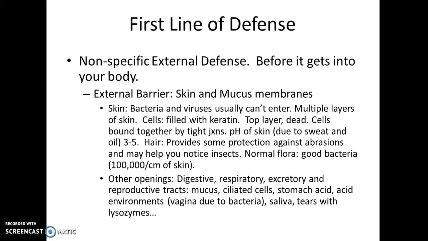They also have ciliated cells. Our digestive system has stomach acid, which is a pH of about 1.7 to 2.2. That can kill almost anything. We have a very acidic environment in the vagina because of lactic acid. We can talk about that later. And then we have saliva, which contains enzymes, lysozymes, right? So we have ways of killing invaders even in our openings to the external environment.